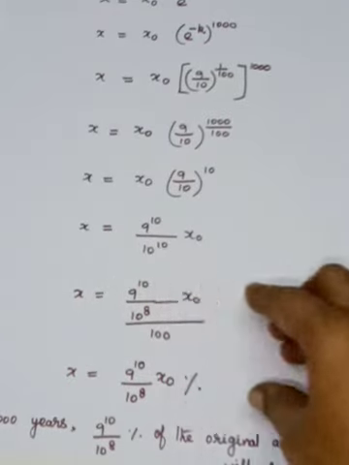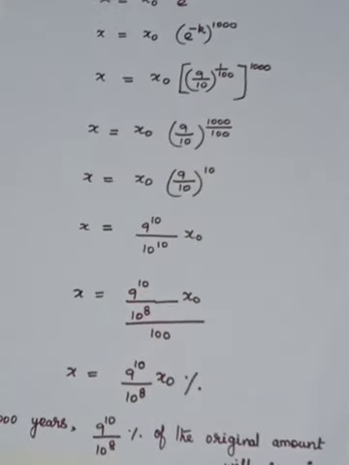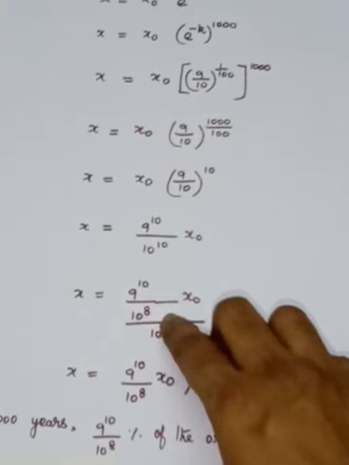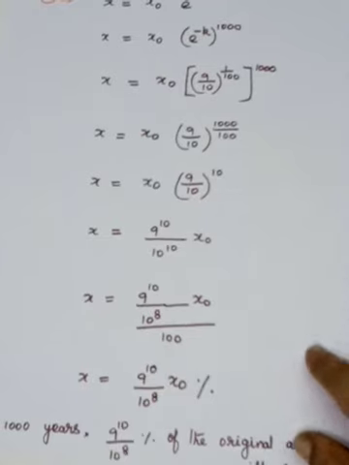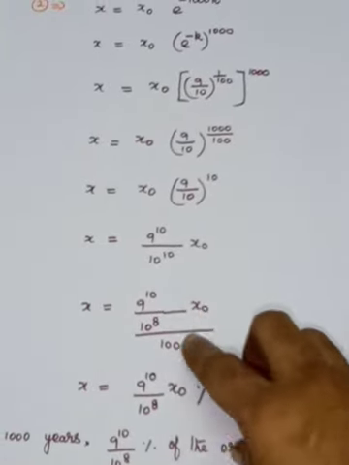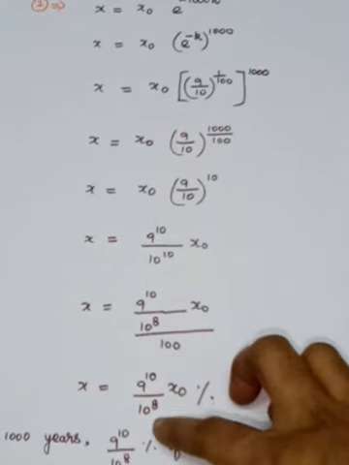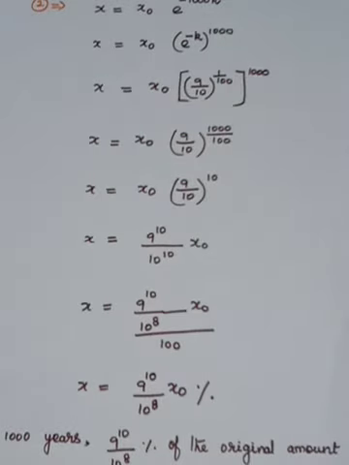You see now here 10 power 10. The question is in terms of percentage, so percentage means it has to be divided by 100. So therefore 10 power 8 I kept as it is, and 10 power 2 is written as 100. So 90 by 100 is nothing but 90%. So this much divided by 100 is this much percentage. So 9 to the power 10 divided by 10 to the power 8 x naught percentage will remain after 1000 years.